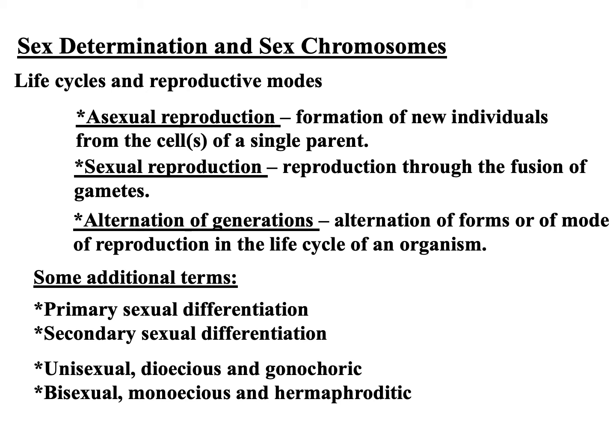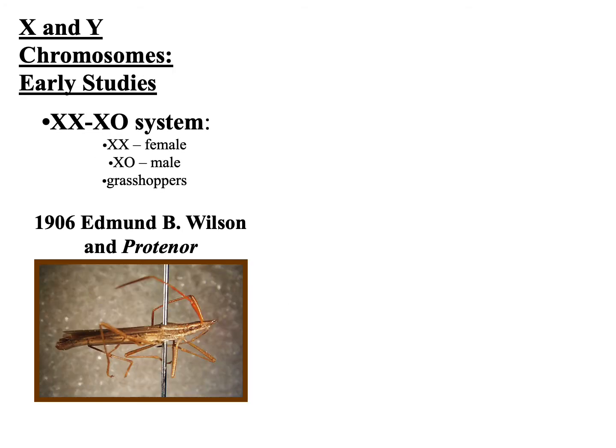The alternative to that is the term bisexual, monoecious, or hermaphroditic. This refers to an individual that contains both male and female reproductive organs. Again, very common in the plant kingdom. In previous lectures, you have learned about sex linkage, sex-limited, and sex-influenced traits. So again, what we'll do is transition in this lecture and talk about how sex is actually determined based on chromosomal composition.